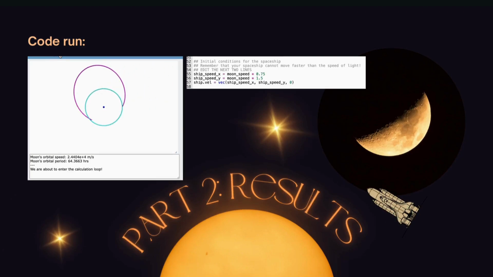And here's the result of my code. Even though the orbit of the spaceship is not in the figure 8 shape, it never crashes into the moon or the planet by the end of the max time, which is 700 hours by default.